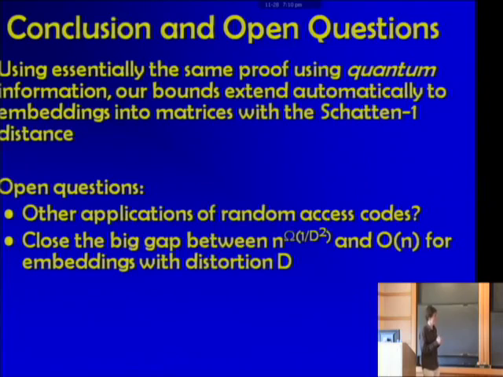I think the main open questions, of course, for me, the interesting question is to find other applications of this trick. And of course, in terms of dimension reduction, can you close this gap? There's a big gap here. What happens when distortion is some big distortion, D, say 10? Can you reduce dimension to below linear? This would be very, very nice if you can find dimension reduction going below n.